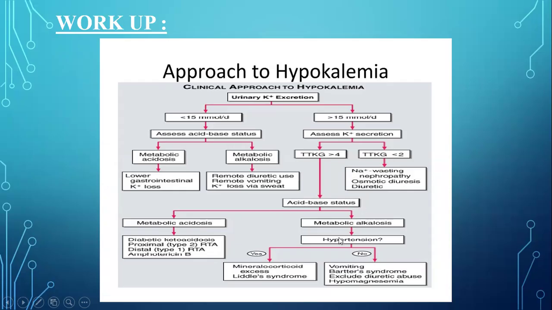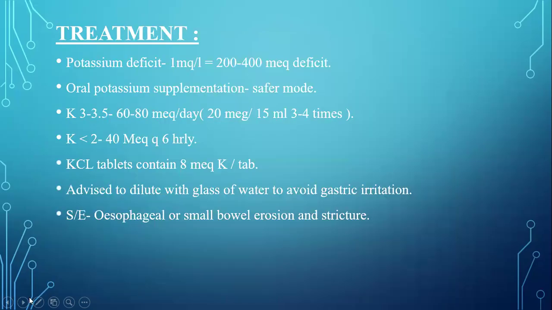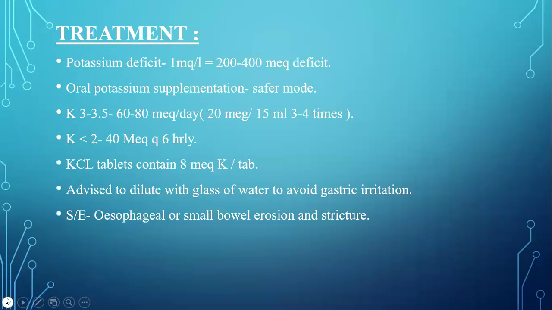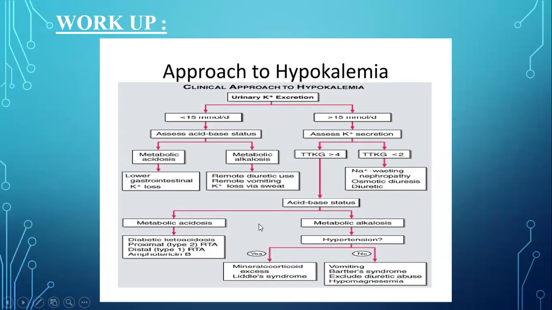We have to check ABG. If there is metabolic alkalosis and hypertension is there, then it might be due to mineralocorticoid excess, or it might be due to Liddle syndrome. If there is no hypertension, then it might be due to vomiting, Bartter syndrome, diuretic abuse, or hypomagnesemia. Hypomagnesemia is another one of the causes of hypokalemia.